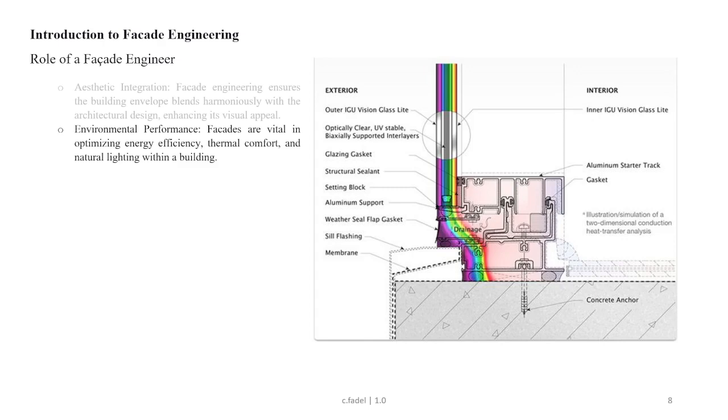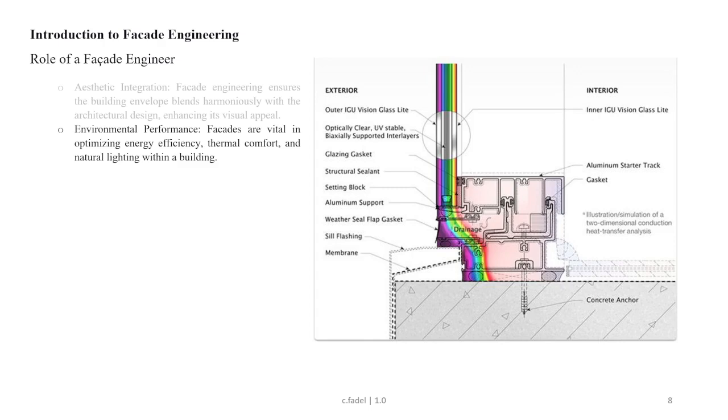Because facade contributes to maintaining a comfortable indoor environment by regulating heat gain or heat loss and thermal insulation. So therefore, a well-designed facade provides effective insulation against external temperature fluctuation, ensuring a stable indoor temperature and reducing the need for mechanical heating or cooling.